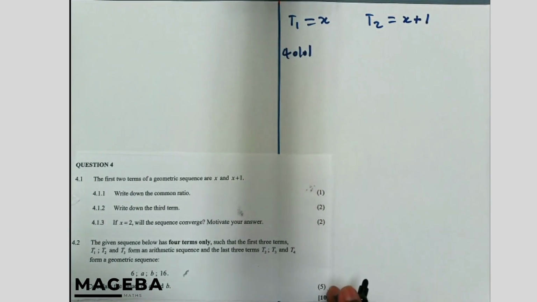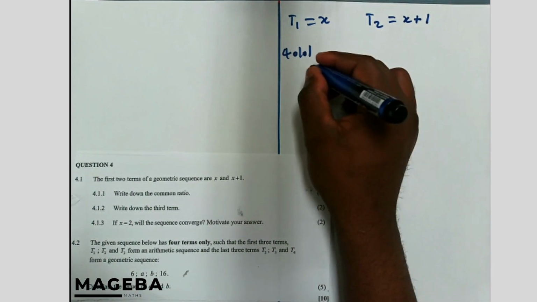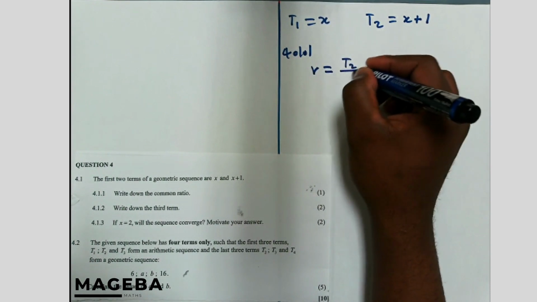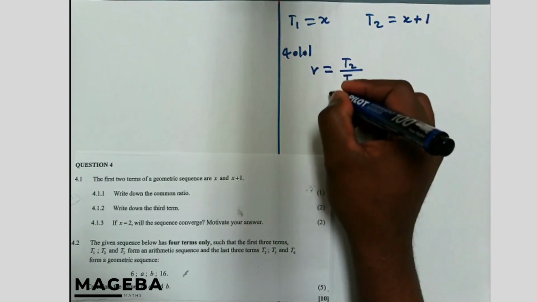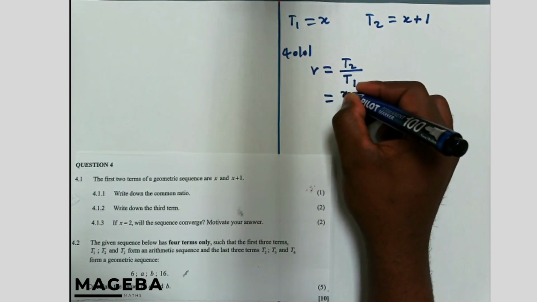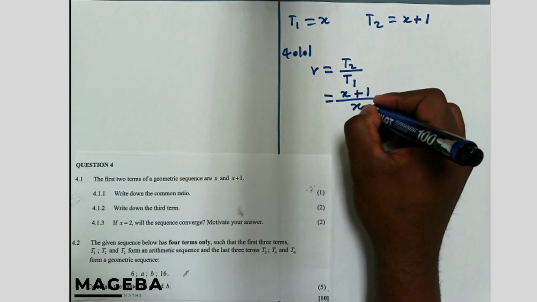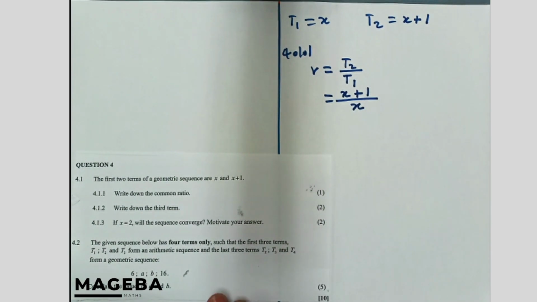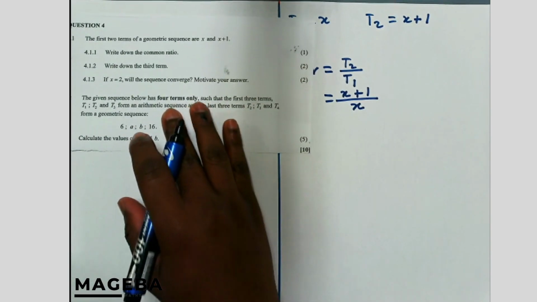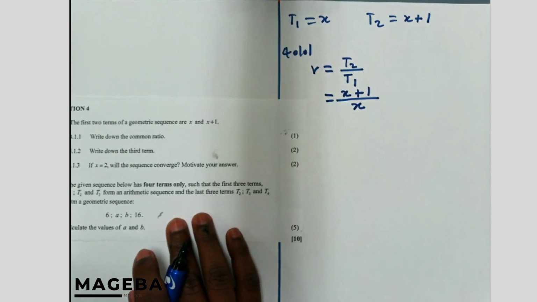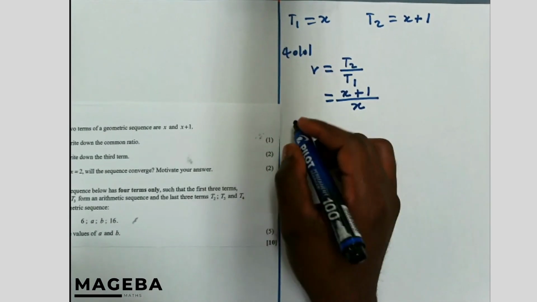4.1.1 is saying write down the common ratio. And how do you find the common ratio, which is r? It's equal to t2 over t1. What is t2? It's x plus 1. What is t1? It's just x. Do we have to go far beyond on this one? No, we can't do much. And then the following question.